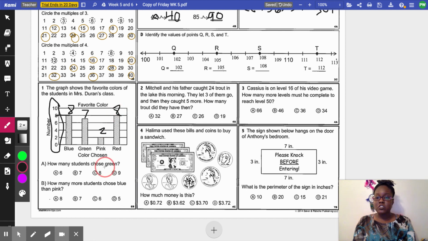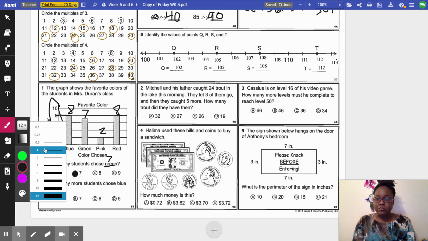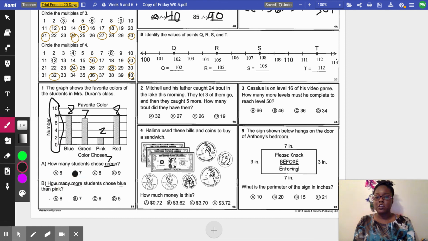How many students chose green? I go back up to green. I write 7 because green says 7, and then I can bubble in the number 7. Okay. B, how many more students chose blue than pink?